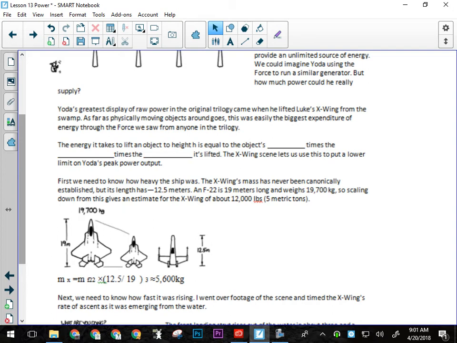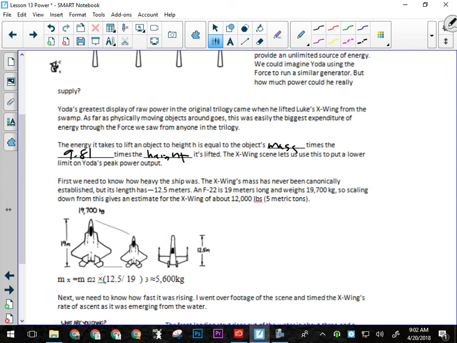Now, the energy it takes to lift an object to a specified height is equal to what? How do we calculate something's potential energy? With science, yes. What's the formula for potential energy? mgh, right. So we take the object's mass, we multiply it by the acceleration due to gravity, so 9.81 for us, and times the height that it's lifted. So the X-Wing scene lets us use this to put a lower limit on Yoda's peak power output.